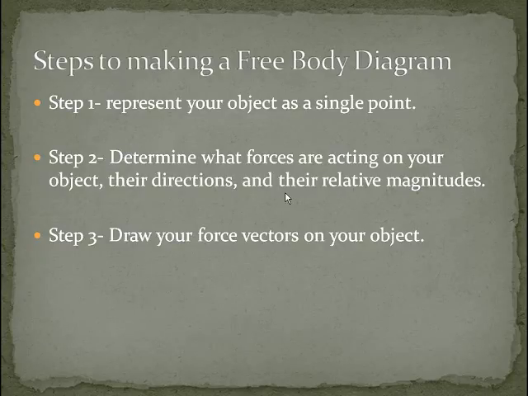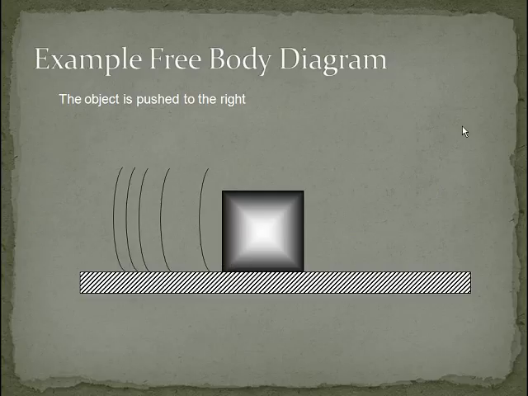So if I look at this, here is the example problem, so make sure you write this down because this is what I want to see. And we're actually going to see this again on Wednesday, or in the next class period. The object is pushed to the right. So this is what it's telling me. It's telling me that somebody is pushing the object to the right. And this is my object right here.